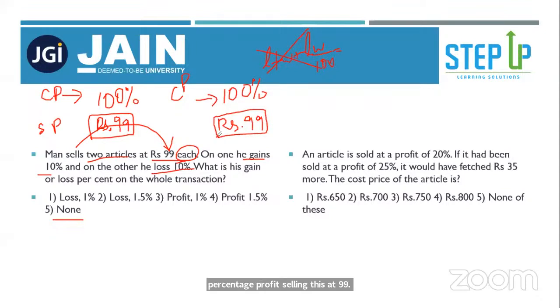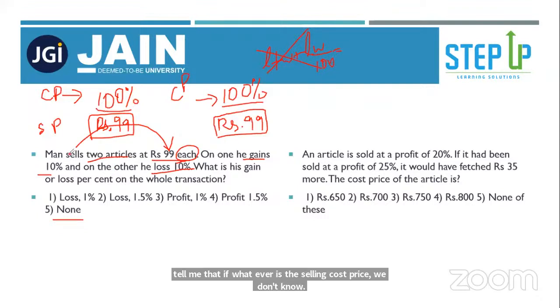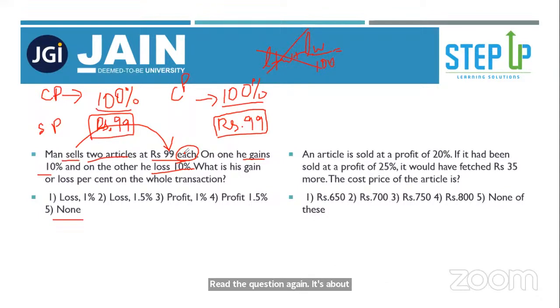Now your work is to tell me, whatever the cost price is, we don't know. Read the question again. It's about he sells two articles at 99 each. One gives him the profit, one gives him the loss. Are you clear with that? Let us take the first one, 99. This is with 10 percentage profit. Then this 99 rupees is how many percentage?